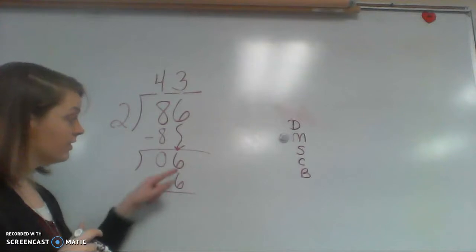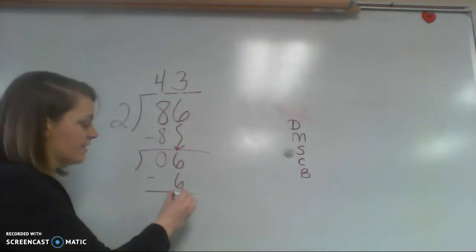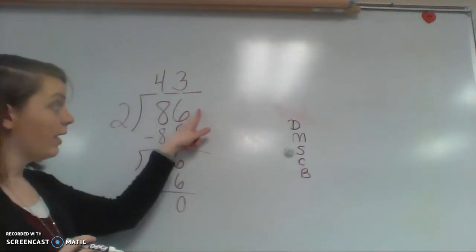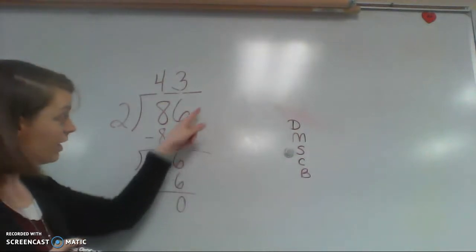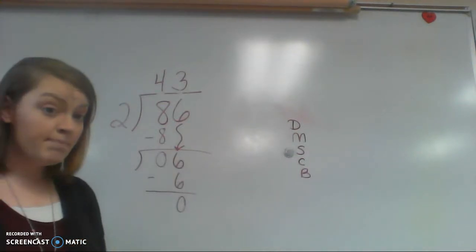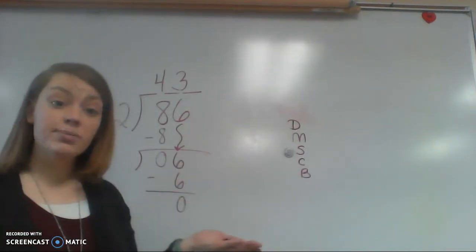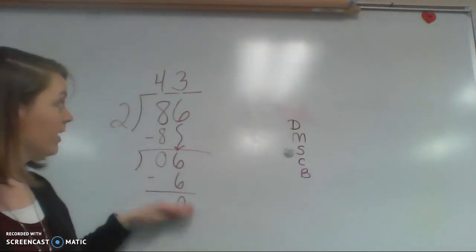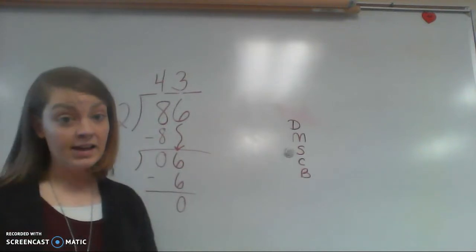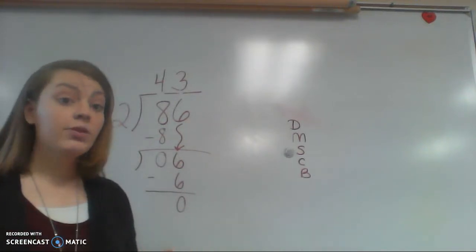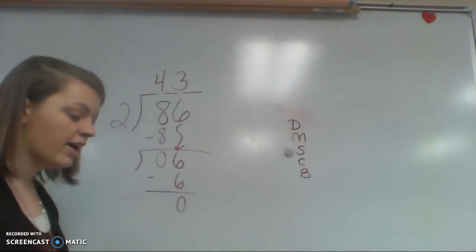And I'm going to subtract. Okay? 6 minus 6 is 0. Double check. Do you have anything left to bring down? Is there a number over here you haven't divided by? If there's not, like this one, you finish the problem. And in this case, I have no remainder. So 86 can be divided into 2, 43 times. All right, let's try another one.